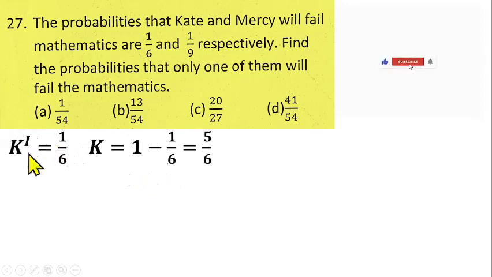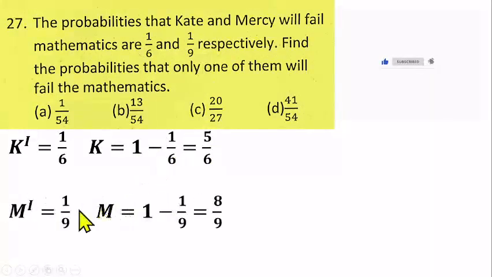If K prime represents the probability that Kate fails, which is 1/6, therefore the probability that she passes will be 1 minus the probability that she failed, and that will give us 5/6. Because we know that the probability of success plus the probability of failure gives us 1. So if she fails with 1/6, the probability that she will pass will be 1 minus 1/6, which is 5/6. Also for Mercy, the probability that she failed is 1/9. The probability that she passed will be 1 minus 1/9, which gives us 8/9.